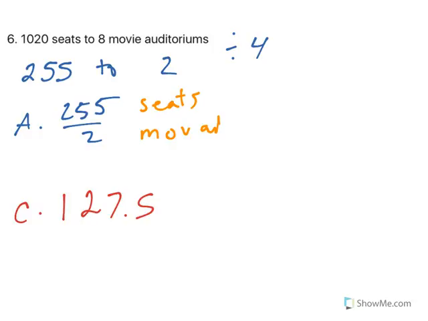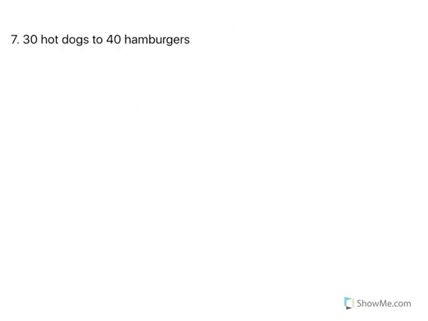Then we go to a decimal, and so I divide those and I get 127.5. Remember, that's like per 1. So that means there are 127.5 seats per auditorium. And write it out as a complete sentence, complete with a period. And there's your sentence.